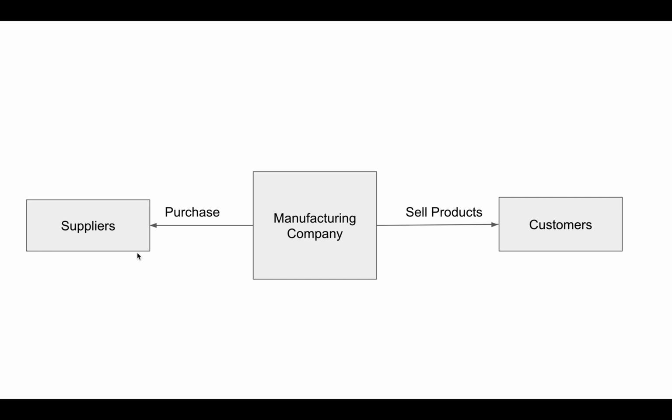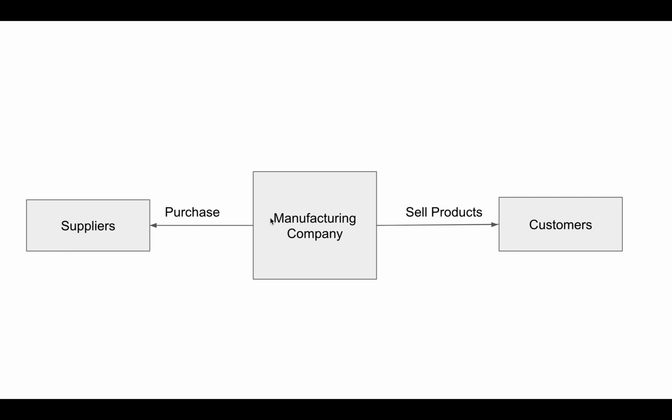So here, who are the partners for the company? Suppliers and customers. Suppliers supply the raw material, and customers get the product from the company. So this is the flow for any manufacturing. This is the main flow. There are a lot of flows available, but I'm telling the regular one, which most manufacturing companies use.